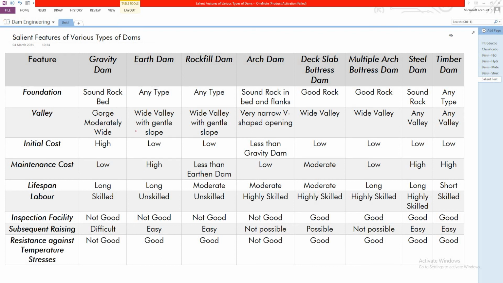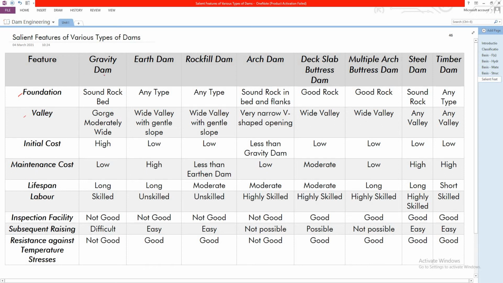So in this lecture of dam engineering, we are going to take a look at the salient features of various types of dam. And in this specific topic, we will be looking at gravity dam, earth dam, and several other types of dam with respect to comparison points related to what kind of foundation is required, what kind of valley is required, then initial cost, maintenance aspect, then total life period of the dam, then labor required for construction, then inspection facility, then subsequent raising possibility and resistance against temperature stresses.